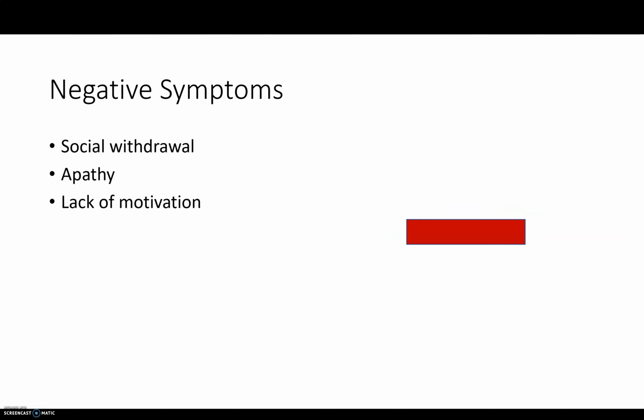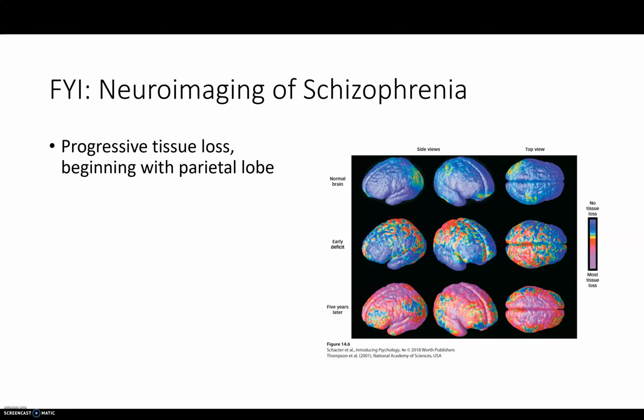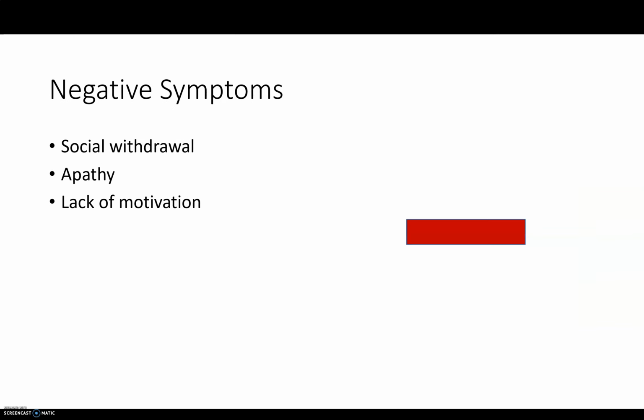Negative symptoms, think of a minus sign. Think of things that are missing from these people's lives. So lack of social interaction, social withdrawal, apathy, lack of motivation. Those are negative symptoms of schizophrenia. There are also cognitive symptoms, which we won't get into, but those are abnormalities in things like working memory and other cognitive domains.